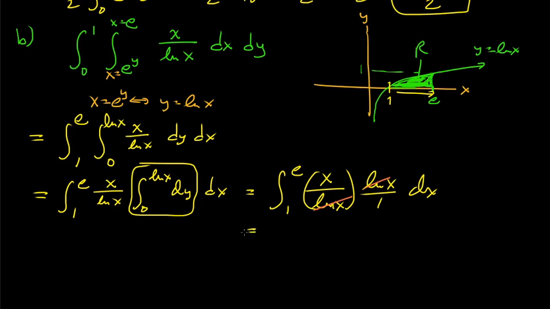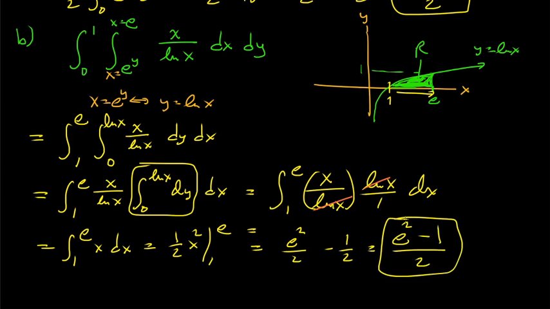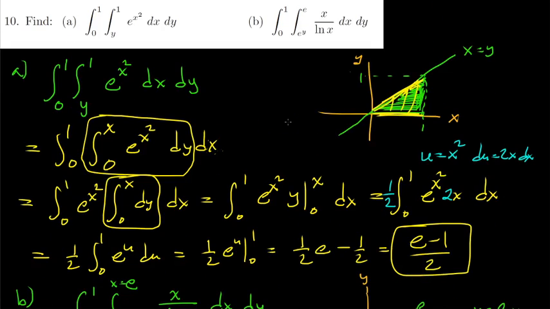So now we're just going to integrate from 1 to e of x. So you know that's 1/2 x squared, evaluated between 1 and e. So e squared over 2 minus 1 squared over 2. So here we get e squared minus 1 over 2. And that's number 10, part B.